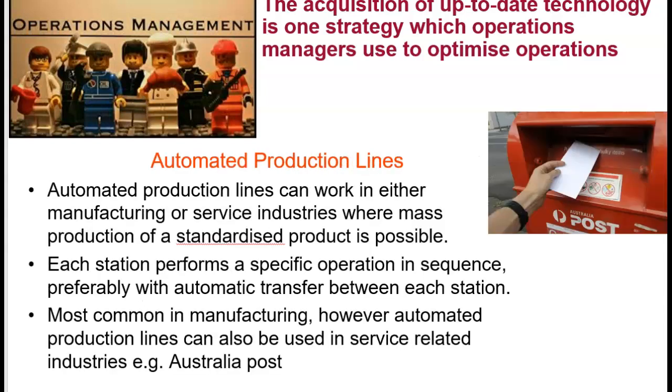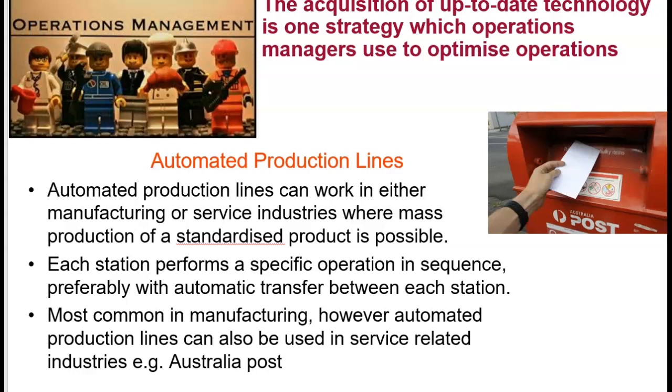So we think of automated production lines as being something that's involved in a manufacturing setting. Reality is automated production lines can work in either manufacturing or service industries where there's mass production of a standardised product. So that's important. Production lines tend to produce a standardised product.